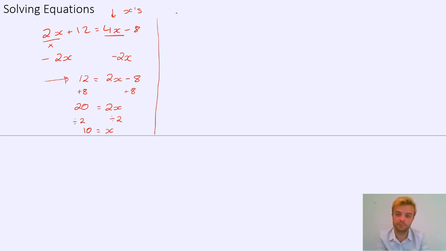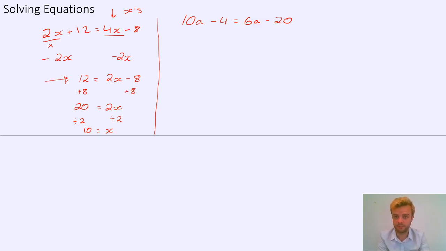Let's do 10x minus 4. Actually, no, let's not use x, because it's not always x. It could be any letter, really. 10a minus 4 equals 6a minus 20. So again, we're going to just collect the a's this time in the same place, so we don't have them split up. I don't want 10a here and 6a here. I want them all in one place.